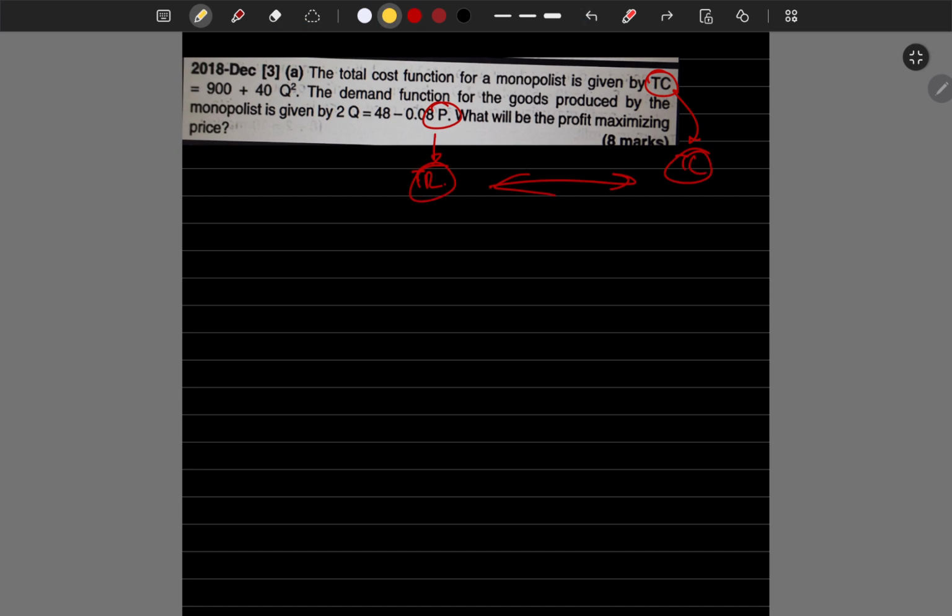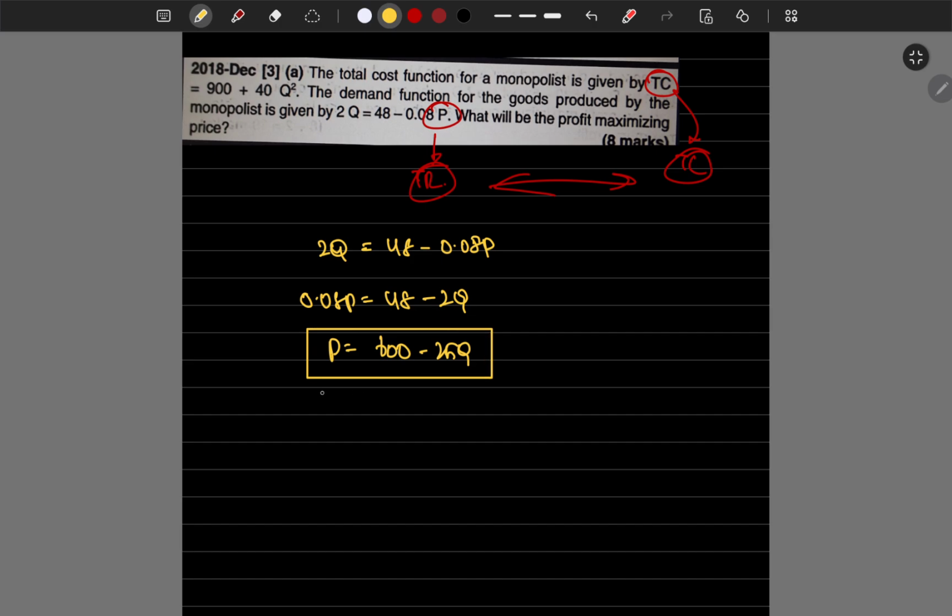So what they have given: 2q is equal to 48 minus 0.08p. P we have to segregate. 48 minus 2q. P is equal to 48 divided by 0.08, which is 600. 2 divided by 0.08, which is 25. Okay, we got the P value. Now we have to do the first order derivative. But before that we have to make the total revenue.